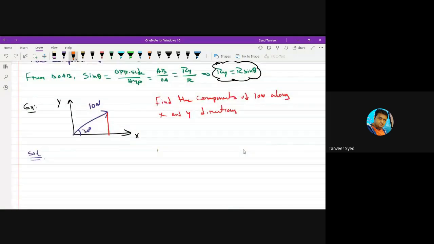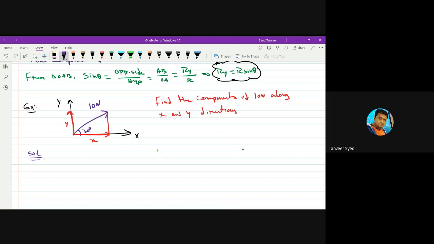Now coming here, this vector of 10 Newton making a 30-degree angle will have two components. This is one component along horizontal, this is the other component along vertical. This is the diagonal. Rx, R, this is the X component, this is the Y component.